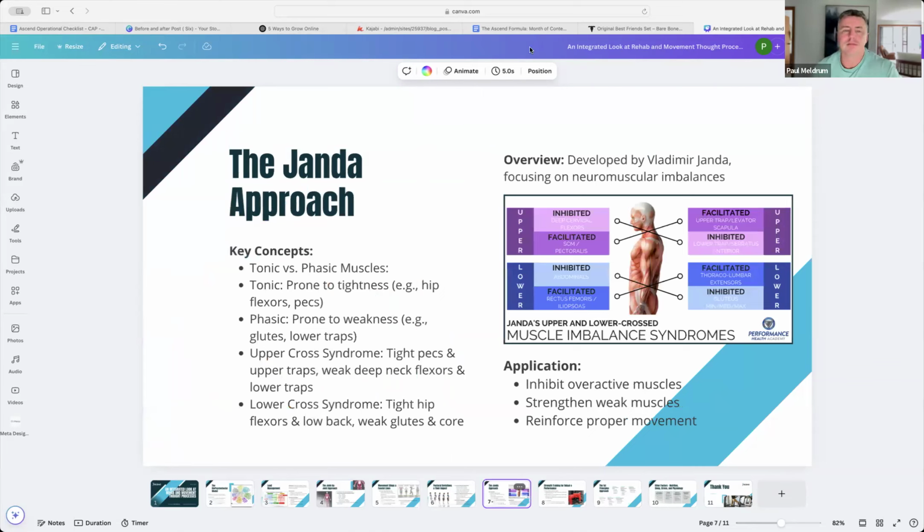Now, the Janda approach is a fun one. So it's letting someone back in. Cool. So the Janda, is that a question, Aiden, or? No, all good.